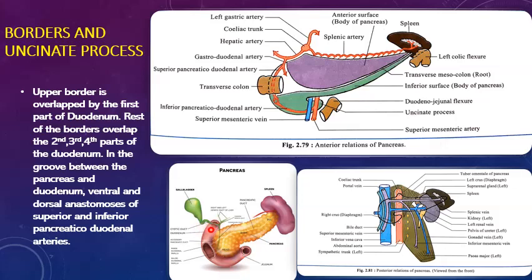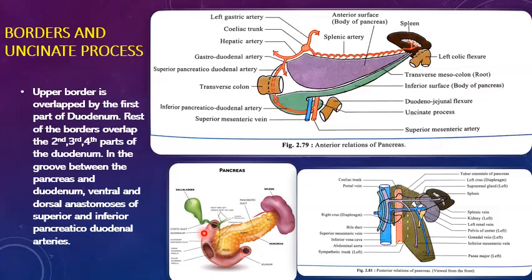So in this image, this is the first part of the duodenum. This is the second part. This is the third part. And here this will be the fourth part of the duodenum. So here this is the head, right? And this is the upper border. So the upper border of the pancreas is related to the first part of the duodenum. Similarly, the right border is related to the second part of duodenum, the lower border is related to the third part of the duodenum, and the left border is related to the fourth part of the duodenum respectively, right?